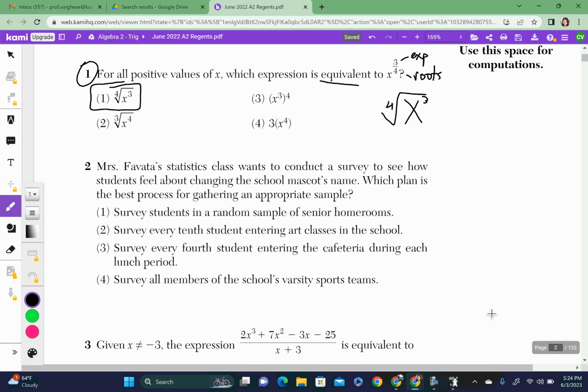So that looks exactly like this, right? So it's fourth root. This says third root, so they switch that around. That's wrong. This has no radicals whatsoever, so these are out as well.